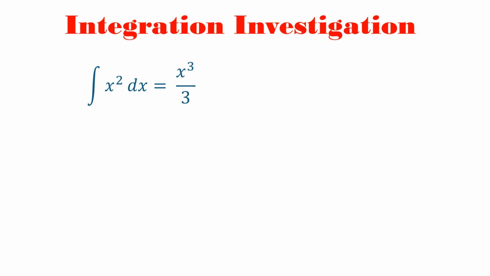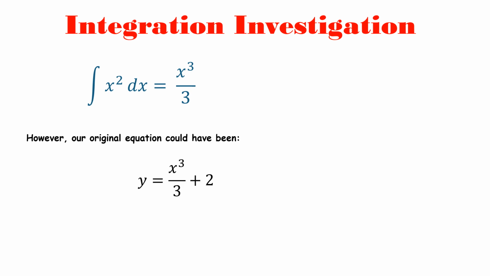So we integrated x squared dx and we got x cubed over 3. However, if we think about integration as the opposite of differentiation, we could have had an original equation like this. Because if I had x cubed over 3 plus 2, I would have differentiated. So dy dx equals, I would have brought down my power, taken 1 away from my power, and then the 2 would have disappeared. So that would have given me dy dx equals x squared.